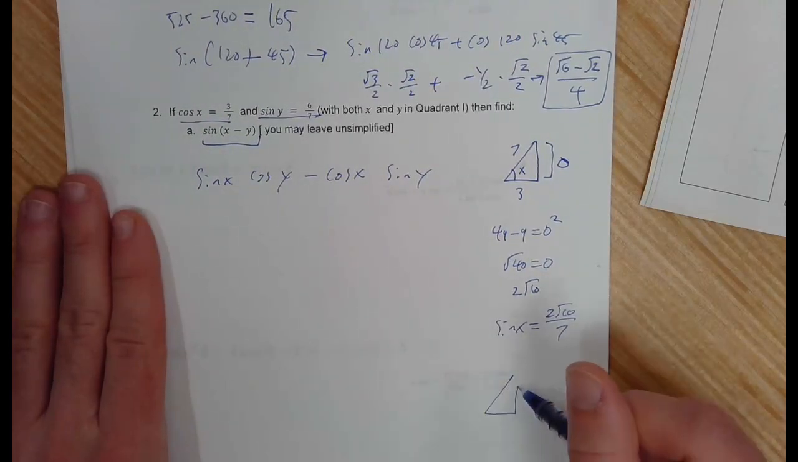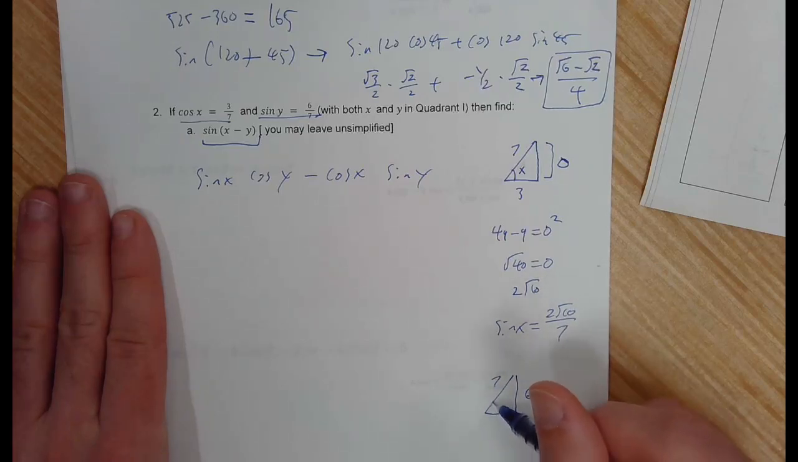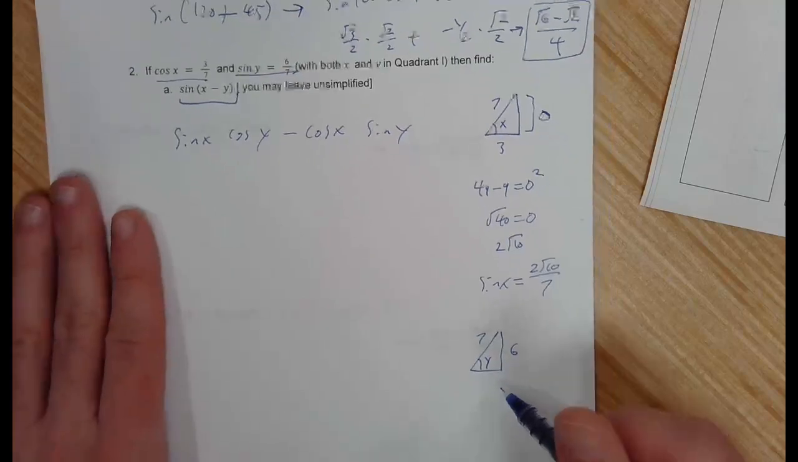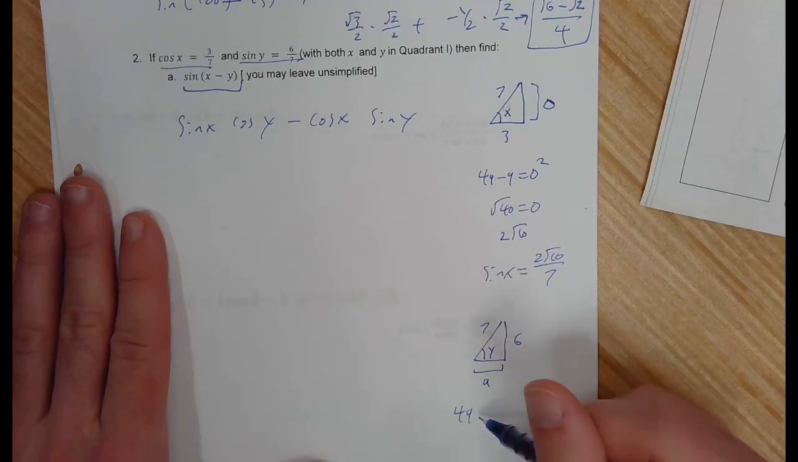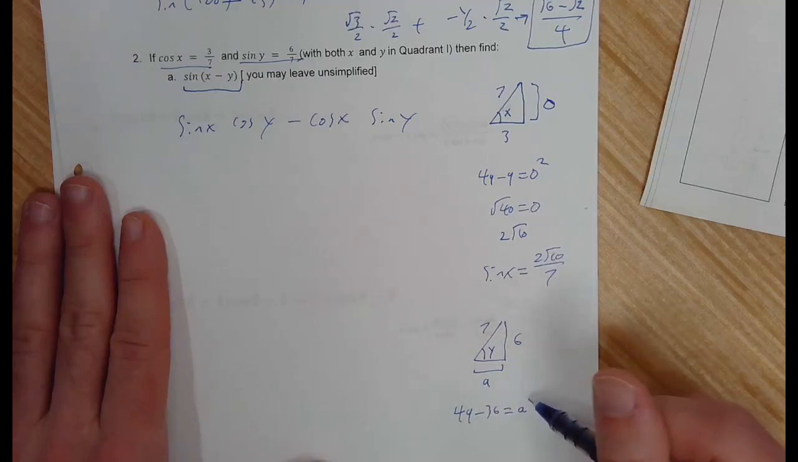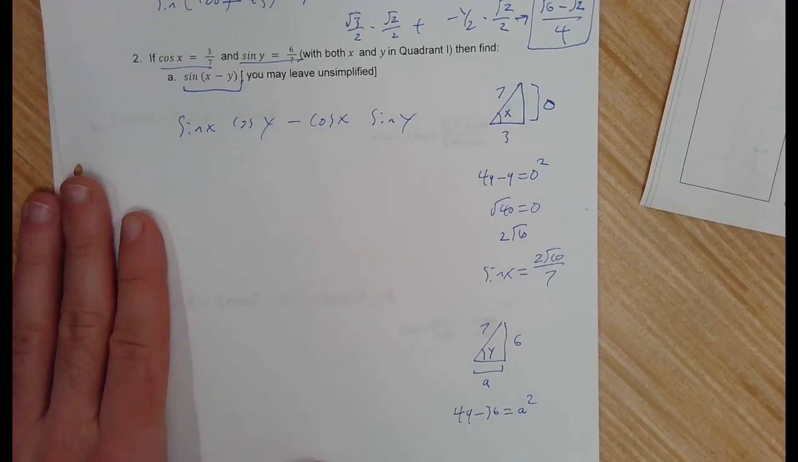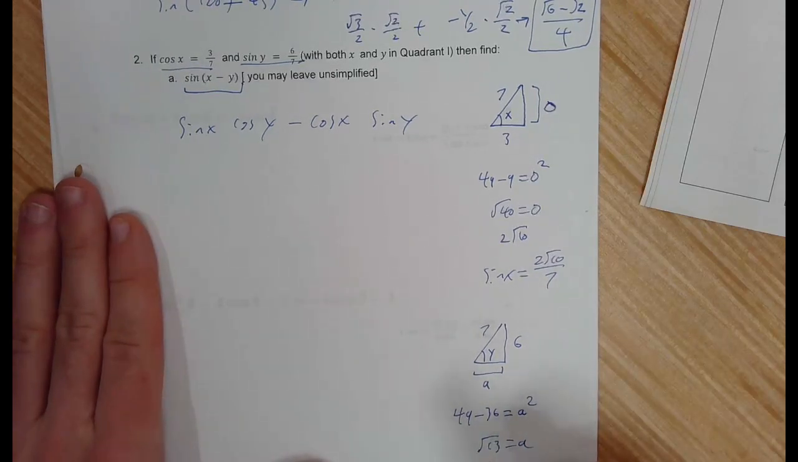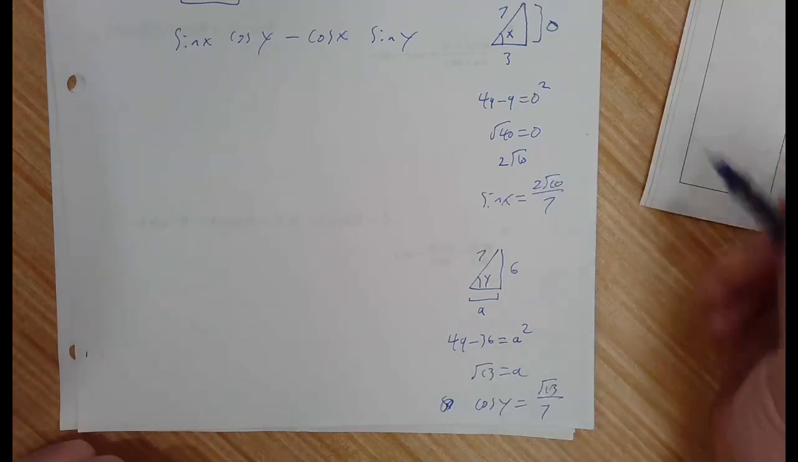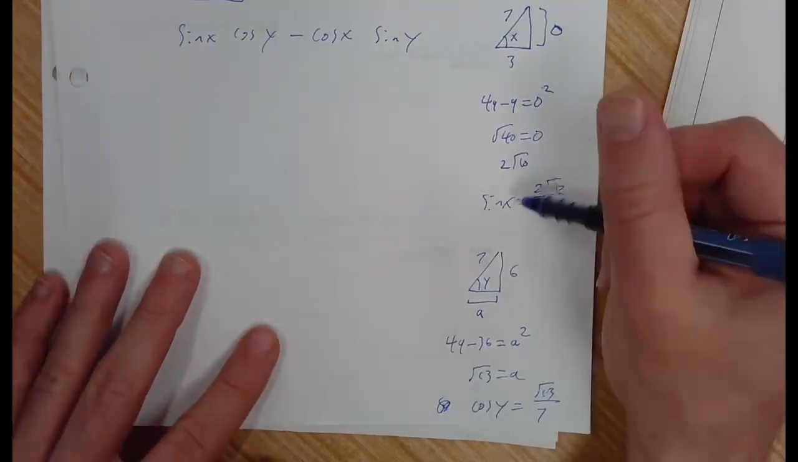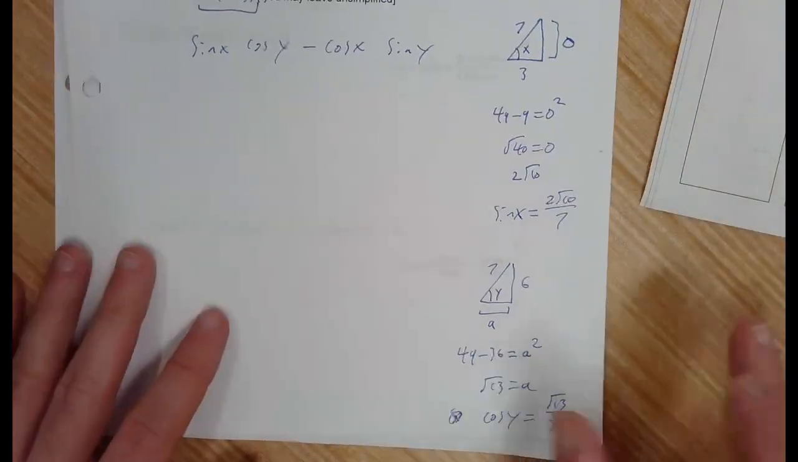So for y, it told me that sine of y was 6 over 7. But we have to find the cosine, so we have to find this adjacent side here. So again, we're going to do the Pythagorean theorem. It would be 49 minus 36 equals a squared. 49 minus 36 is 13, so root 13 equals a. So therefore cosine y would be root 13 over 7. Sorry, make sure that's clear. For this one, you have to do little triangles to find what sine of x is and cosine of y is. You have to solve the triangle to do that, and then we're able to plug it all in.